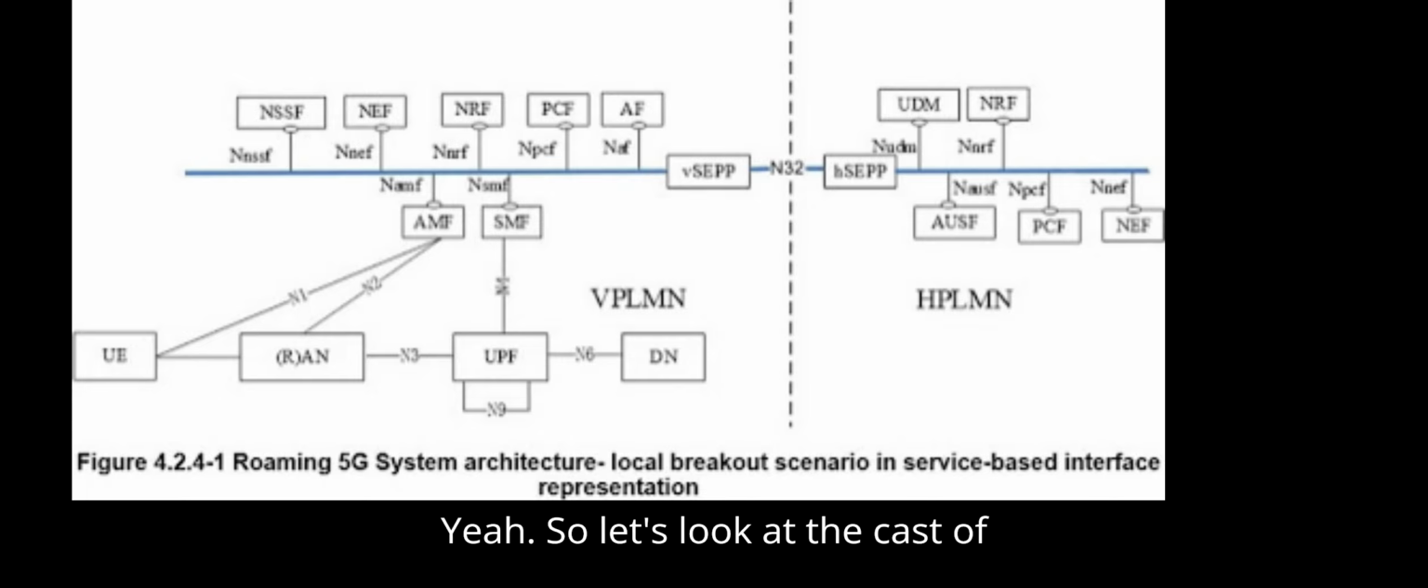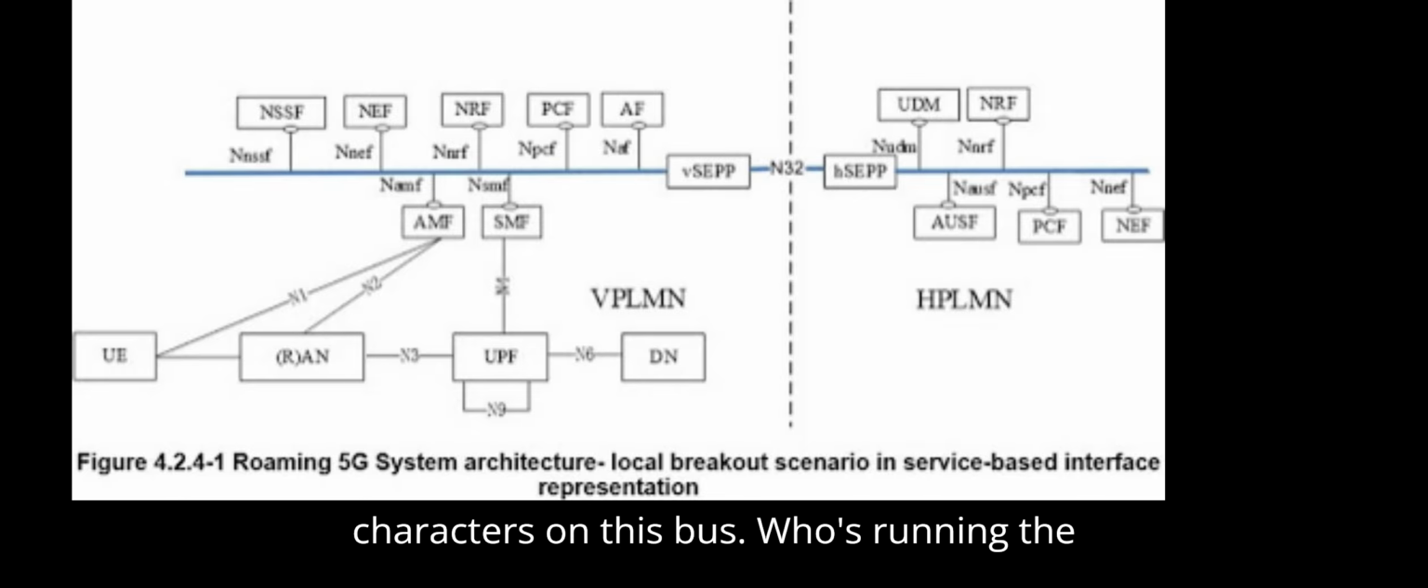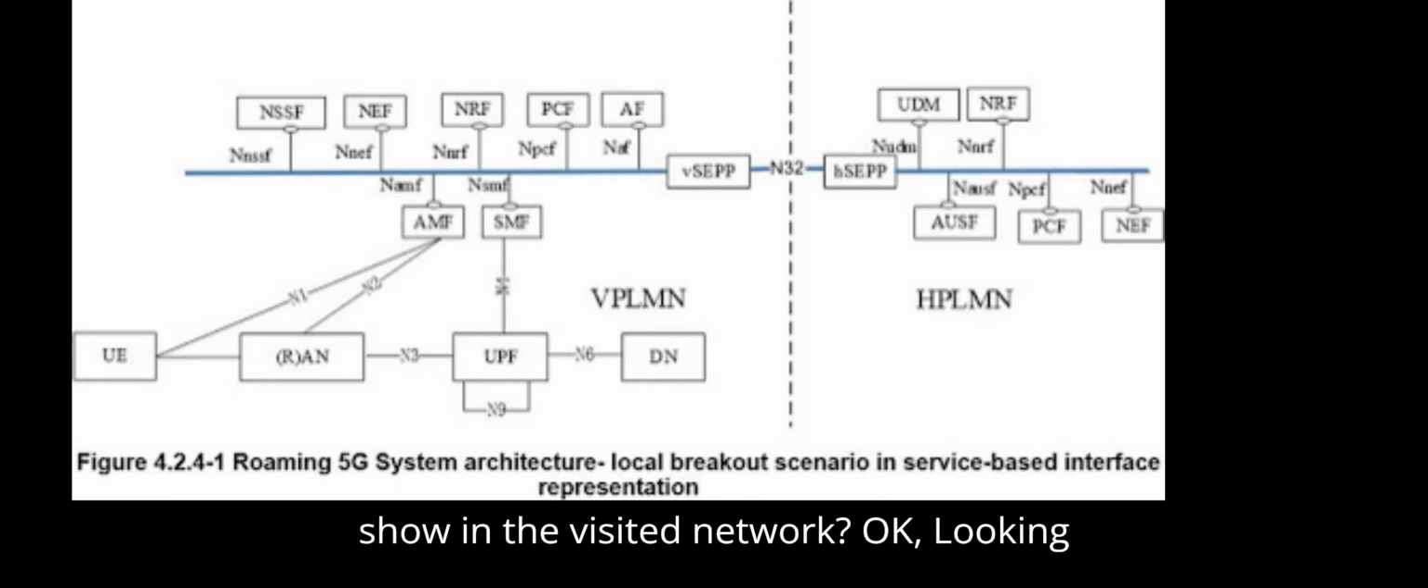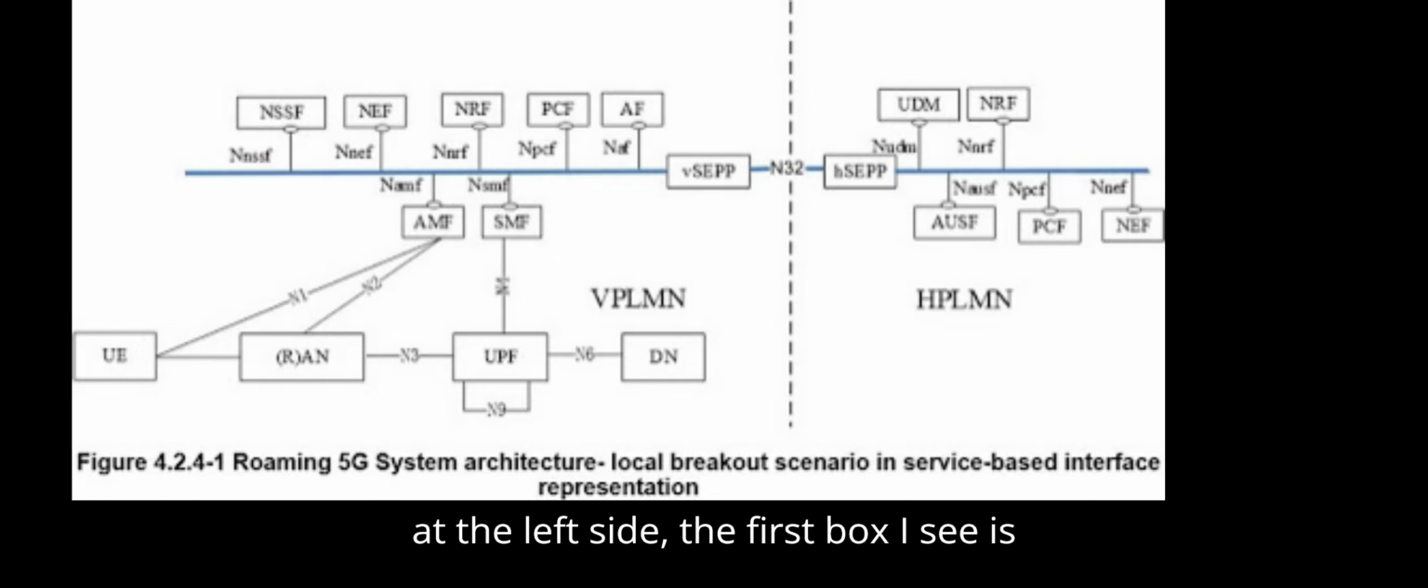Yeah. So let's look at the cast of characters on this bus. Who's running the show in the visited network? Okay, looking at the left side, the first box I see is the AMF. The Access and Mobility Management function. That is a mouthful. It is. Think of the AMF as the concierge at a hotel.